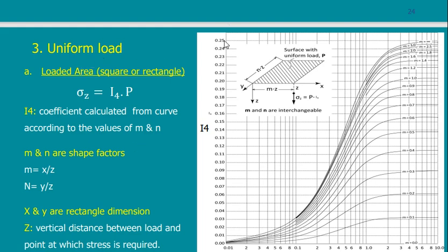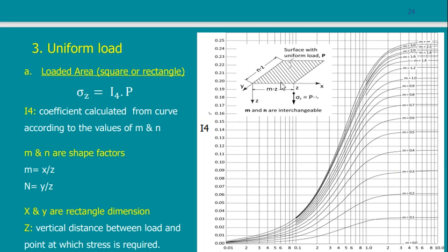There is a chart for this using the dimensions. Here we have a factor called I4, which is the one that we need, and we have a factor called N and a factor called M. So this is N and this is M, related to the dimensions of the loaded area compared to the depth. And so on, I substitute.